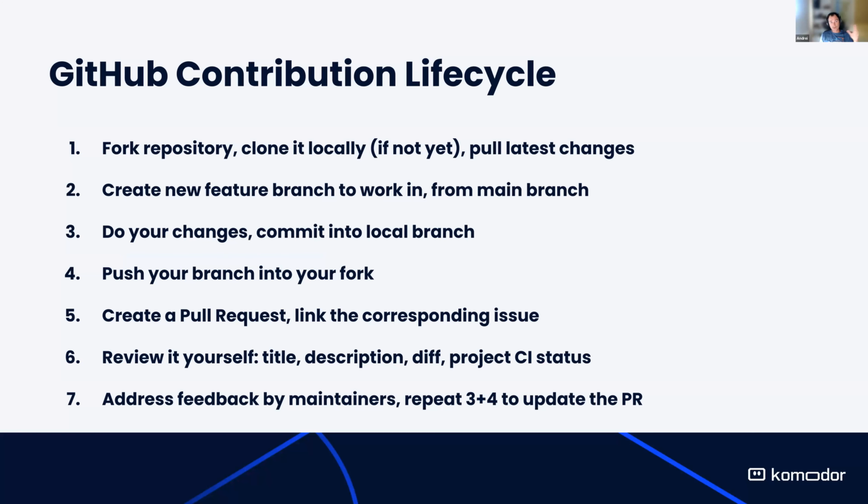Roughly, it looks like this: you fork the repository that you want to contribute to. You clone it locally, you pull the latest changes to make sure you are on the latest, you create a new feature branch from main, you commit your changes into your local feature branch, then you push into your fork, and then you create a pull request in GitHub, and you link the corresponding issues, describing everything, and you start interacting with maintainers.